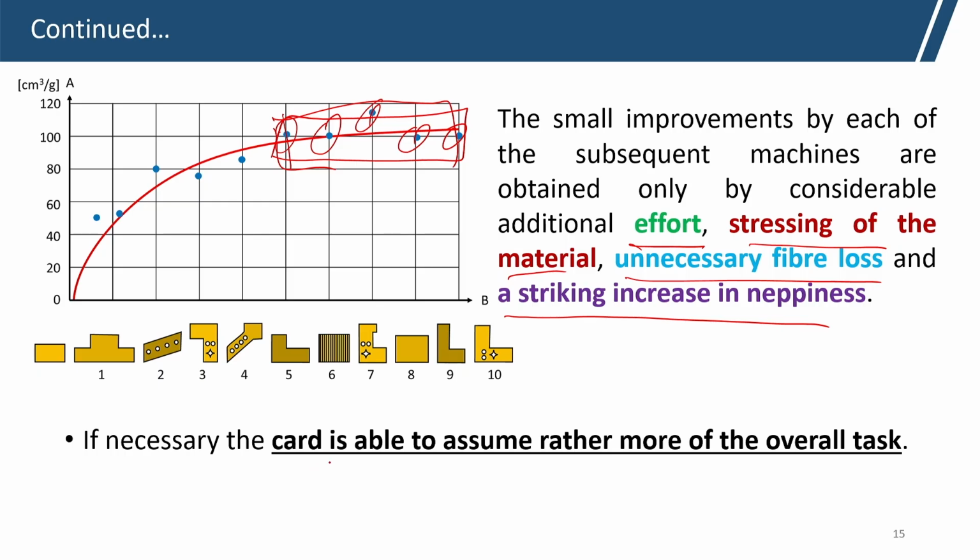As I have mentioned, if necessary, the card can take over the rest of the action and further open the fibers.